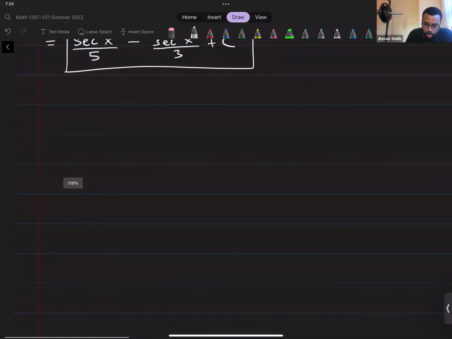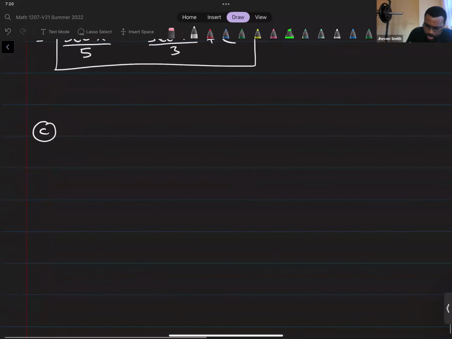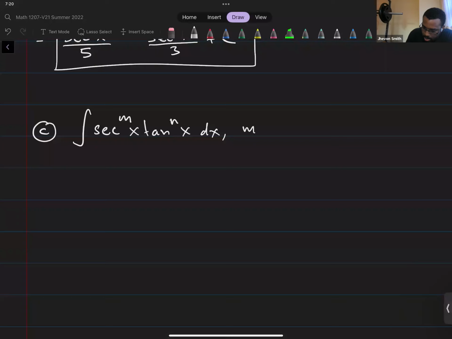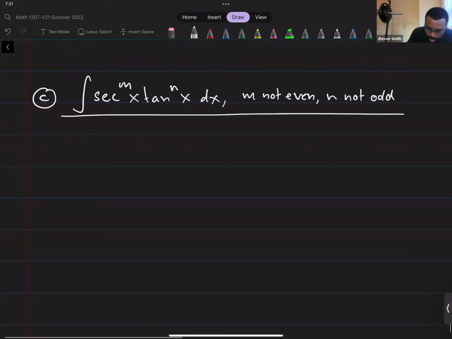This leads us to the final case we want to deal with here, case C. So it's like the integrals of secant to the m, tangent to the n, dx, with m not even and n not odd. Right, so everything other than the previous two cases that we just did. And so the steps here.